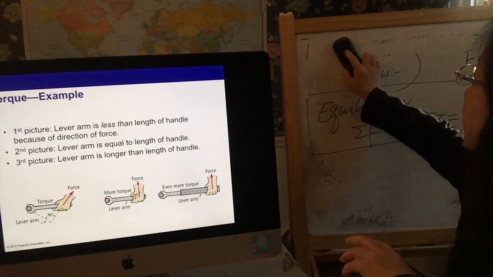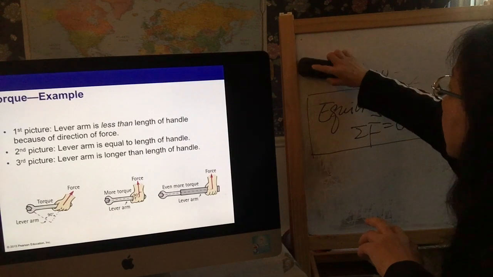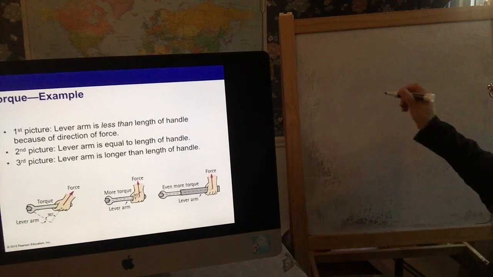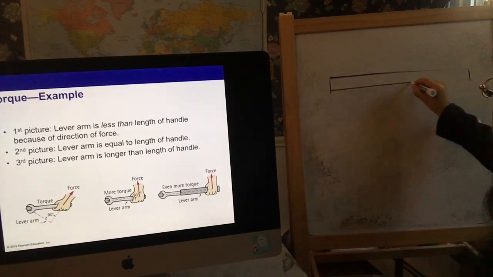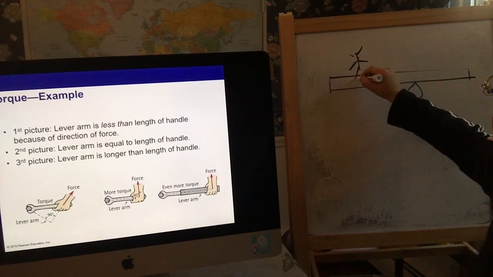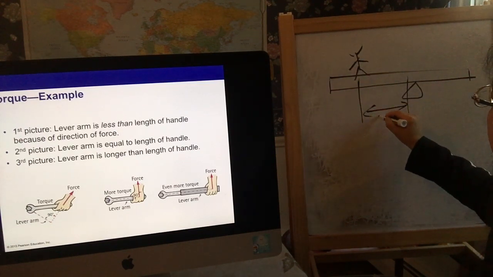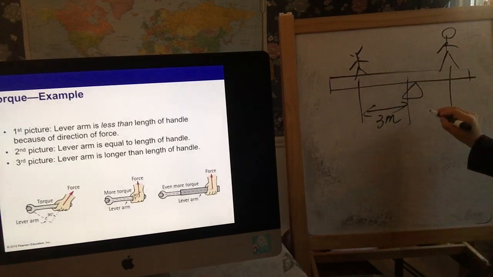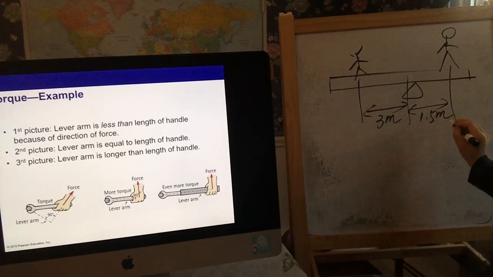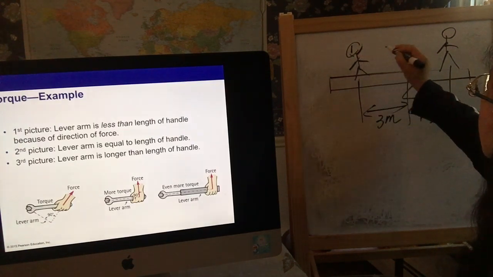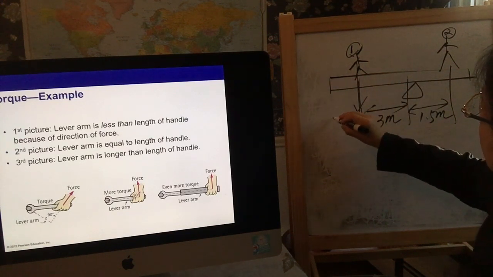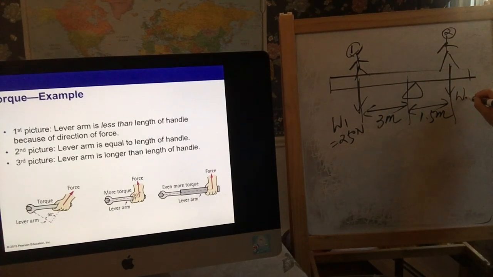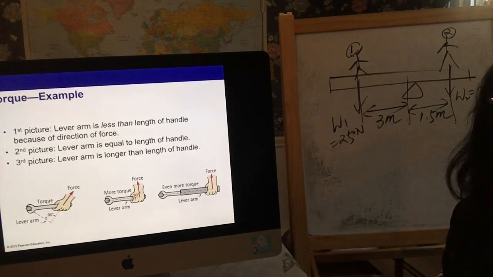So let's say we have a balance beam. There are 2 kids on the balance beam. One is standing here, 3 meters away, and the other one is standing over here, 1.5 meters away. This is person 1, this is person 2. Person 1 weighs 250 newtons. We want to find out how much person 2 weighs if the balance beam is balanced.